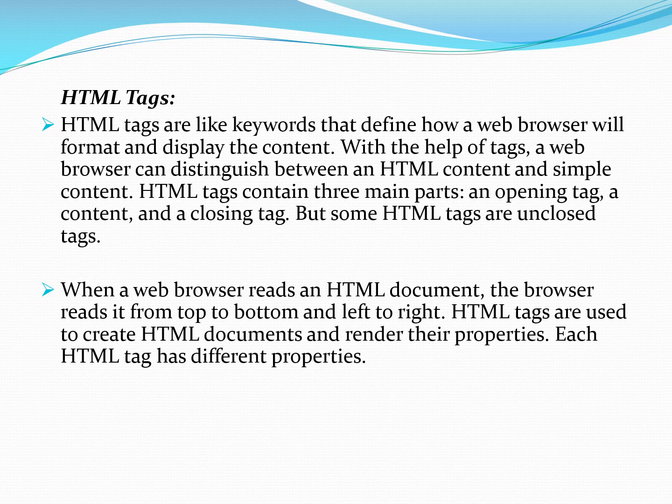Now, when a web browser reads an HTML document, the browser reads it from top to bottom and left to right. It reads the complete web page. It is used to create the HTML document and put the properties. So, using tags, you are telling the computer, in very simple terms, what should be displayed. And each HTML tag is going to have different properties, which we will see in the later classes.